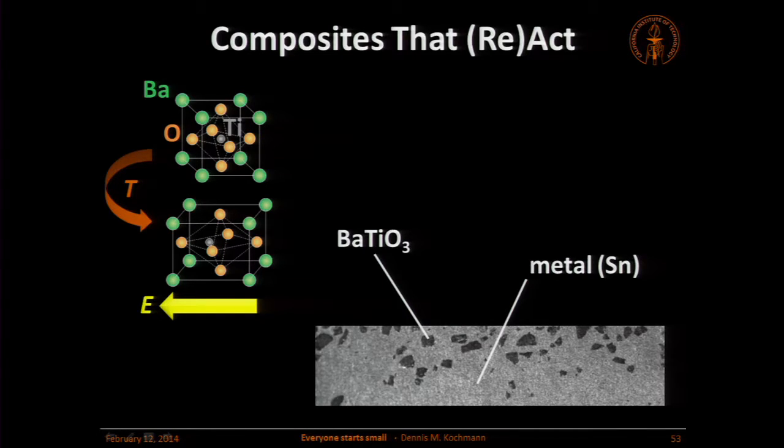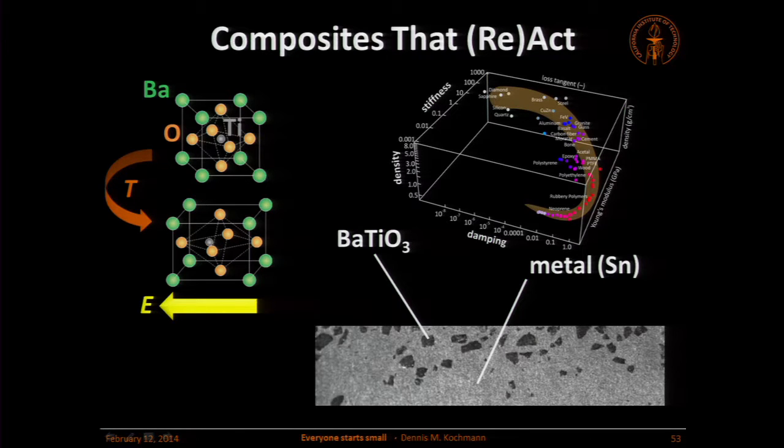So if we make a composite, let's say we take these barium titanate, for example, particles, we put them into a metal, and we have a composite. Okay? If we look at our chart from the beginning, that should be pretty boring. Barium titanate is somewhere back here. Metals generally back here. Tin has a slightly higher damping, so they're both back here. If we draw a line between them and connect them, we're not getting anything interesting. We're no way getting into this back corner here.